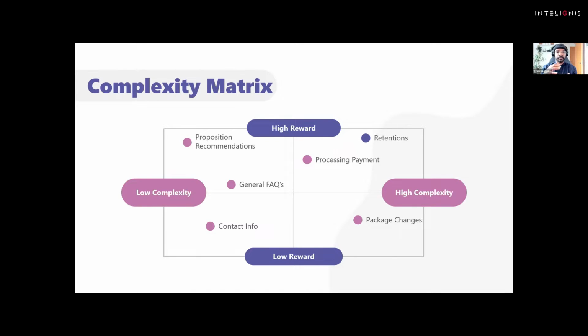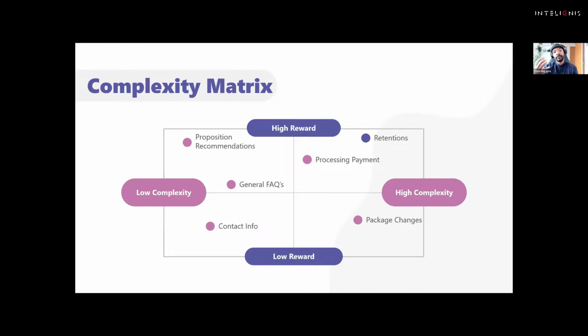An example of low complexity and high reward is things like proposition recommendations or offer recommendations for both new and existing customers. So prospects, and upselling and cross-selling to your existing base. Easy due to the fact that you can build a basic needs-based algorithm to surface a recommendation. This then has a conversion and actually in some cases an ARPU uplift. So a low complexity and high reward intent. This is a type of intent that we focused on early on in our journey.